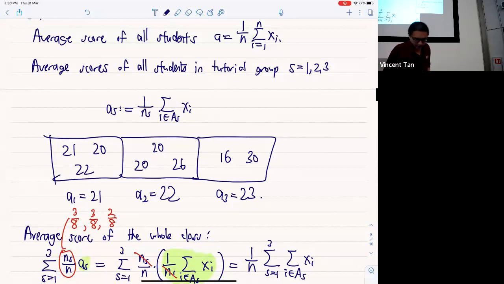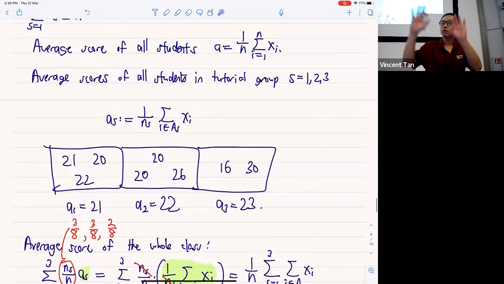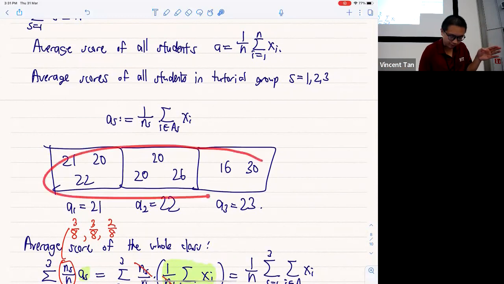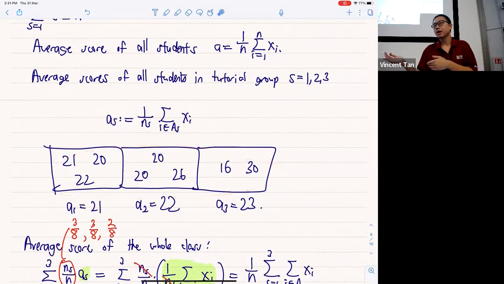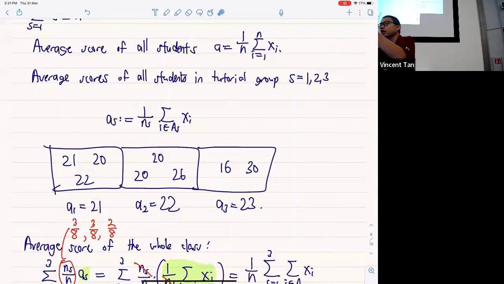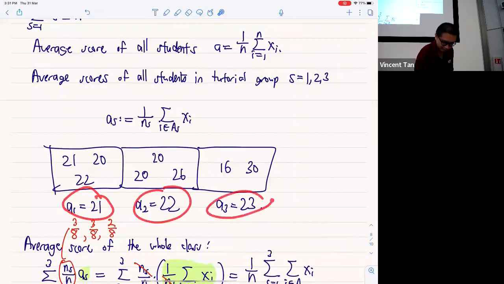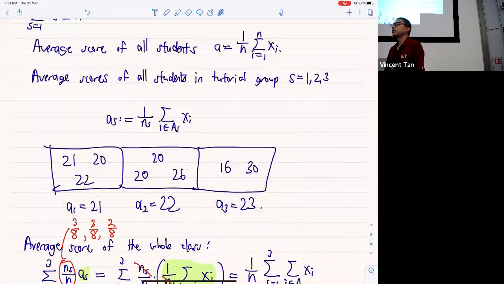All right. So there is an overall average score of the students in the whole lecture. That will be averaging over these 8 numbers, it's some number. How can you compute the average of the students' quiz scores just based on the sub-averages within each tutorial group? Here the sub-averages within each tutorial group are given: 21, 22, 23. How can you compute the average score of all the students in the whole class?